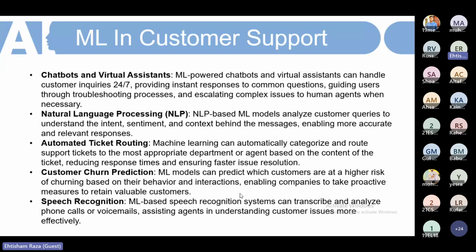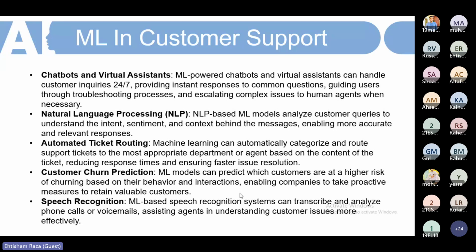Churn prediction: you analyze the customer support data. If your customer used to interact with you over the last 5 months, but is no longer coming and getting engaged with us, what is the reason? So you have to perform churn prediction. You can use speech recognition systems. Different systems can analyze phone and voice calls, assisting agents in understanding the customer issues. So machine learning has the capability to understand speech, voice calls, and messages so they can assist the customer.